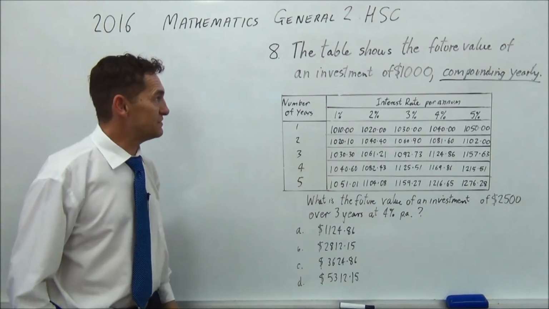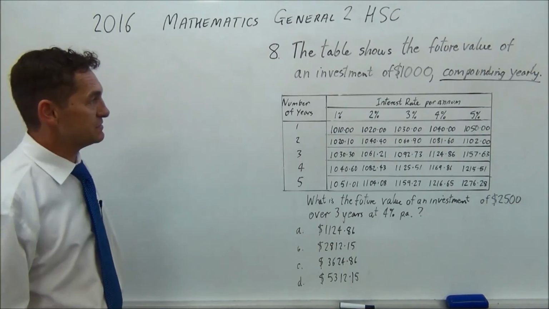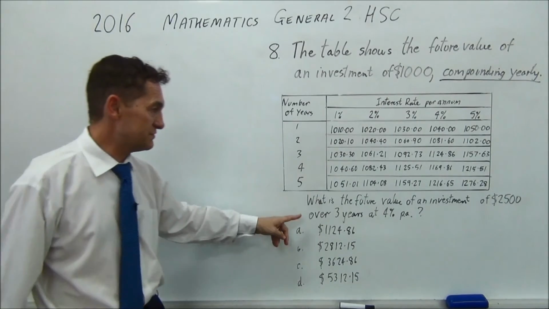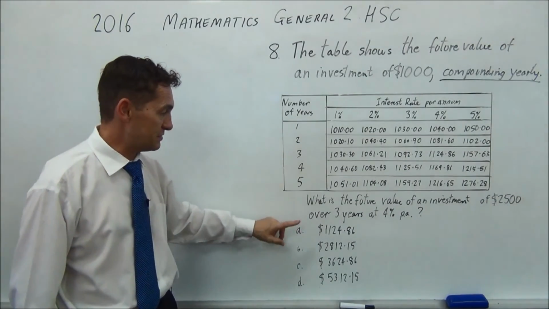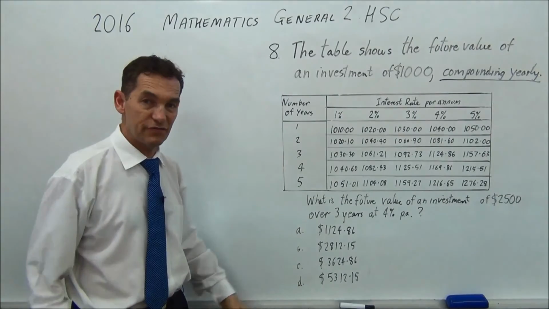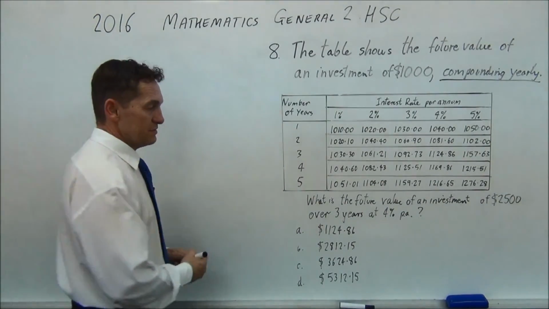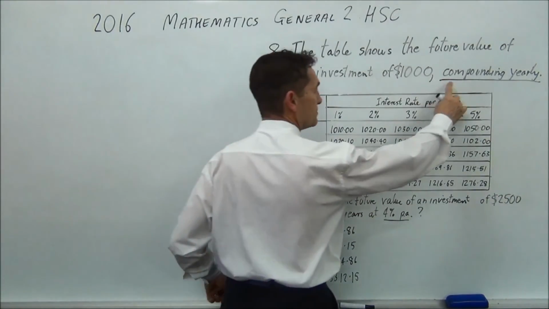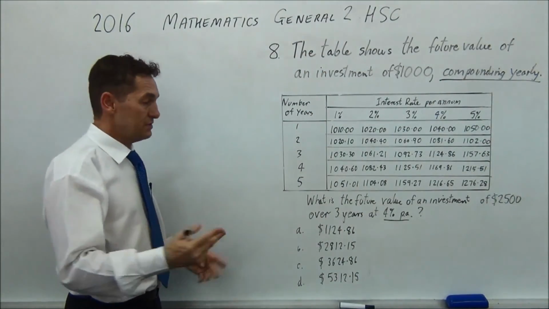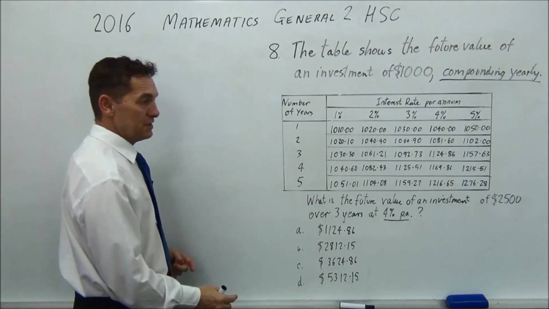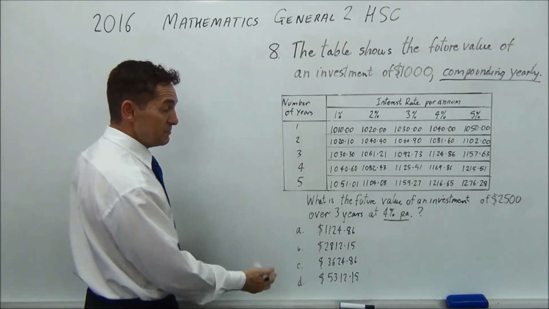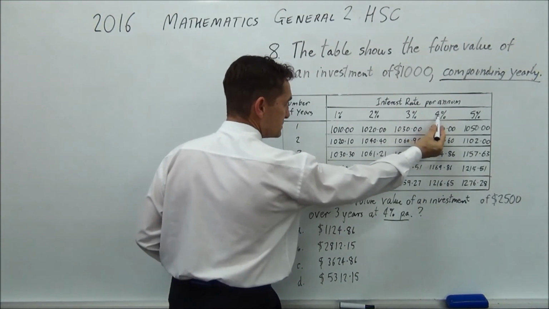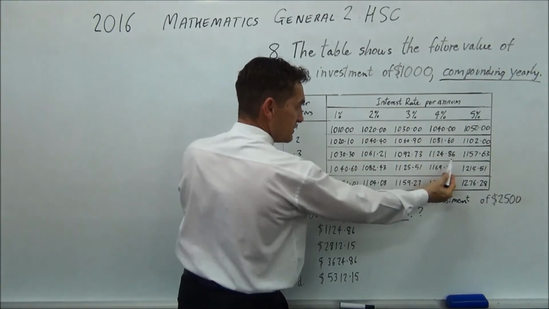The table shows the future value of an investment property of $1,000 compounding yearly. And it gives you this detailed table. What is the future value of an investment of $2,500 for over 3 years at 4% per annum? Key things to note, it's 4% per annum, so you don't have to do any division to change it. It's compounding yearly, and I've underlined that so that you know you don't have to change this percentage. All you do, look down the table. So we've got 3 years, so there's 3 years. 4%, so there's 4%, and we want to go down and across and get that number there.